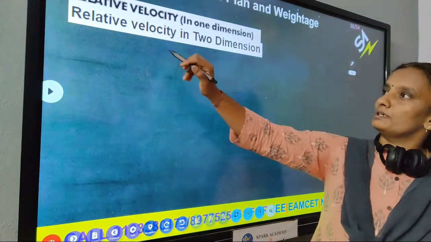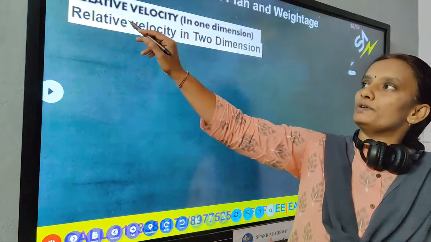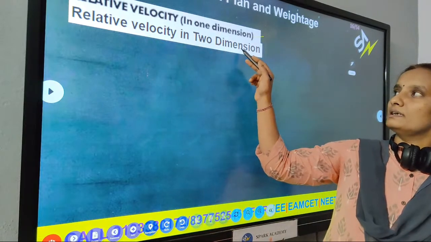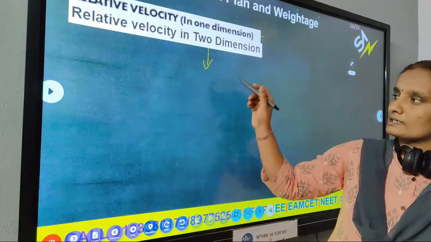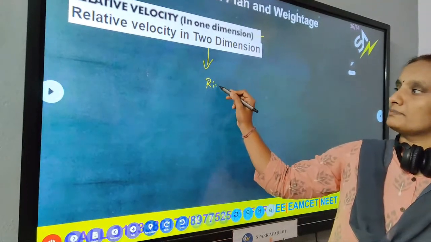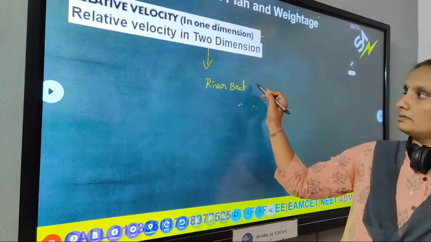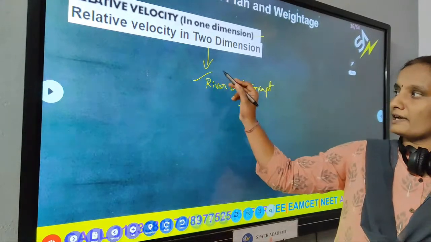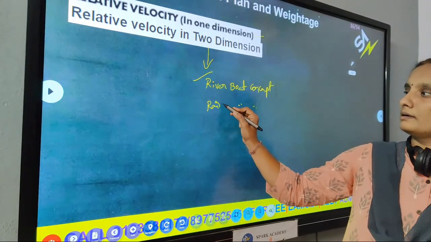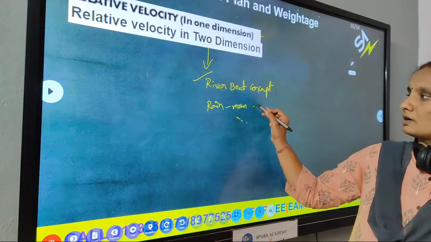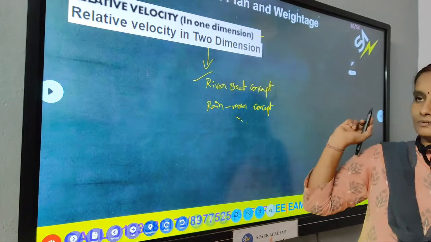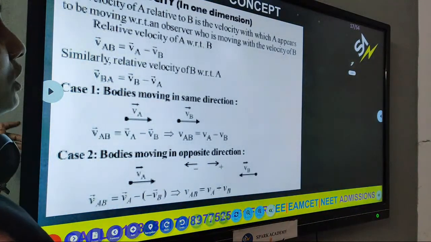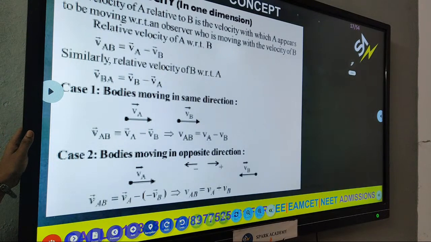Yeah, let us go to the topic. So today we are going to discuss the relative velocity in one dimension and relative velocity in two dimension. Mainly this concept we can discuss with the riverboat concept. Relative velocity in two dimension can be explained with the riverboat concept and rain man concept or rain umbrella concept. So let us discuss first. First our concept is relative velocity in one dimension.